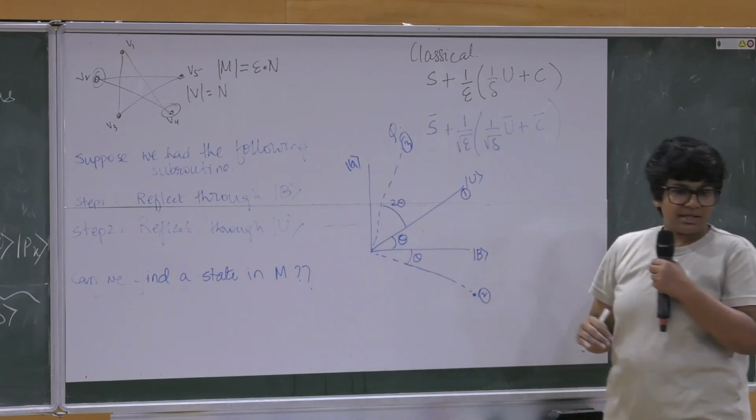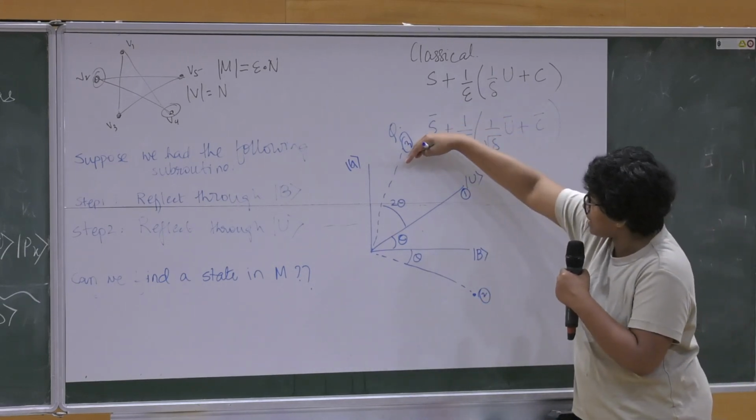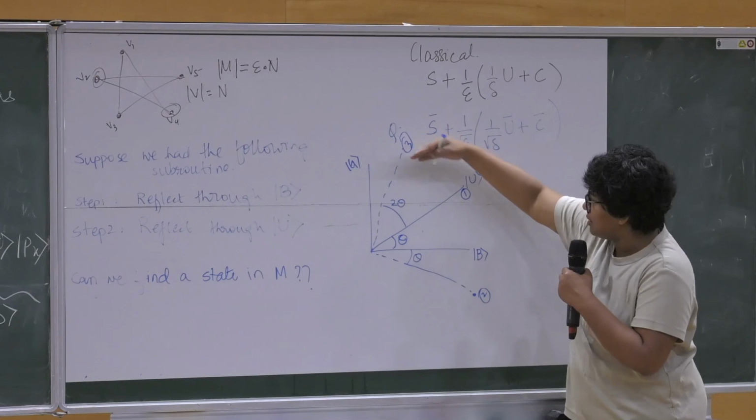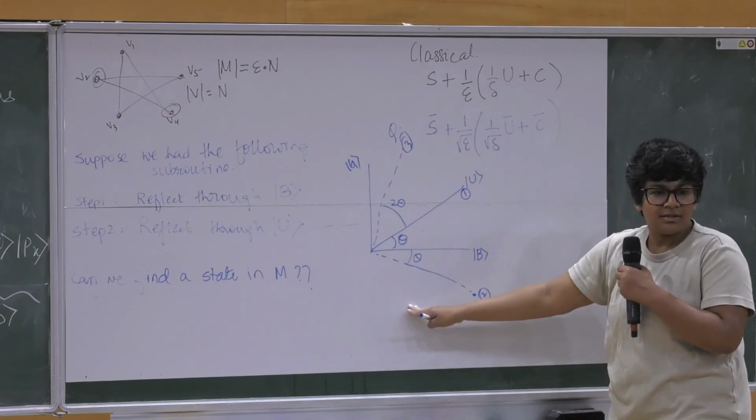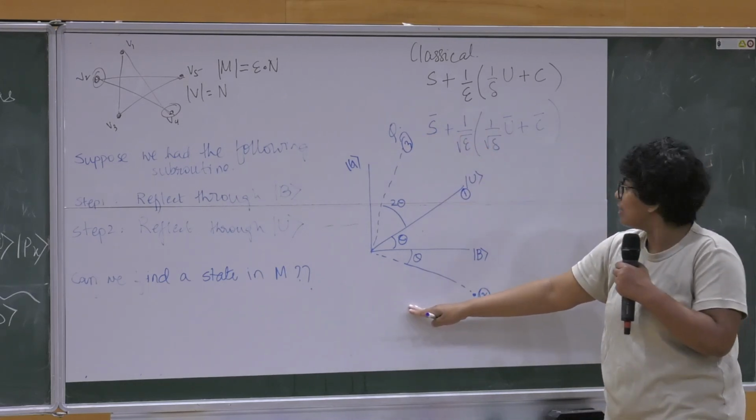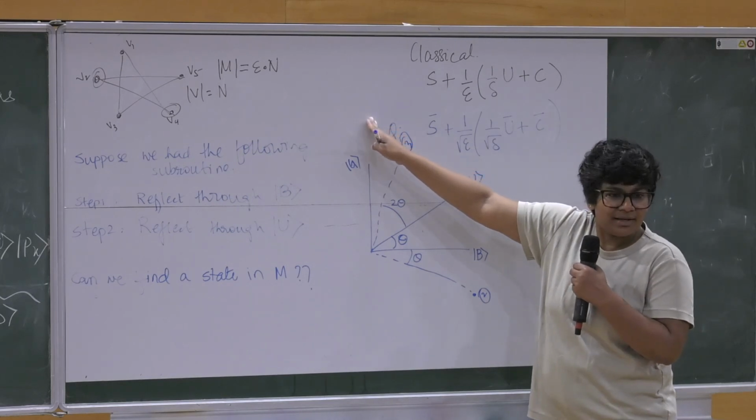Now I continue doing that again. Let's look at this. This vector you want to reflect again by B. You will come somewhere here. Then you want to reflect by U again. You are going to go farther away there, right?